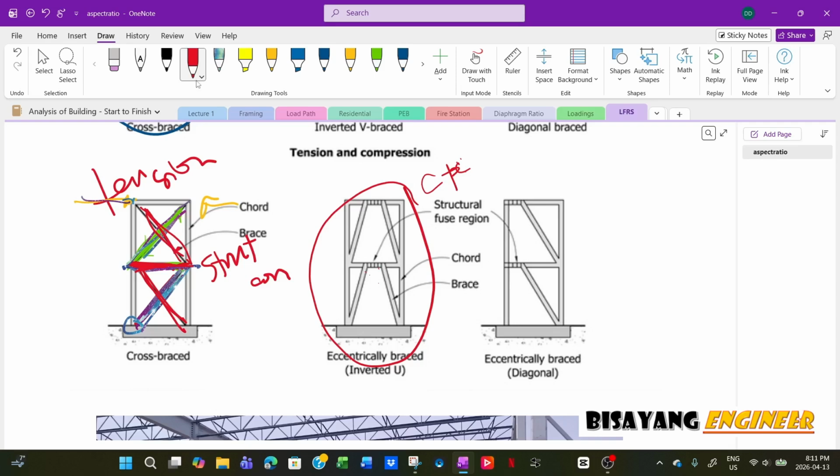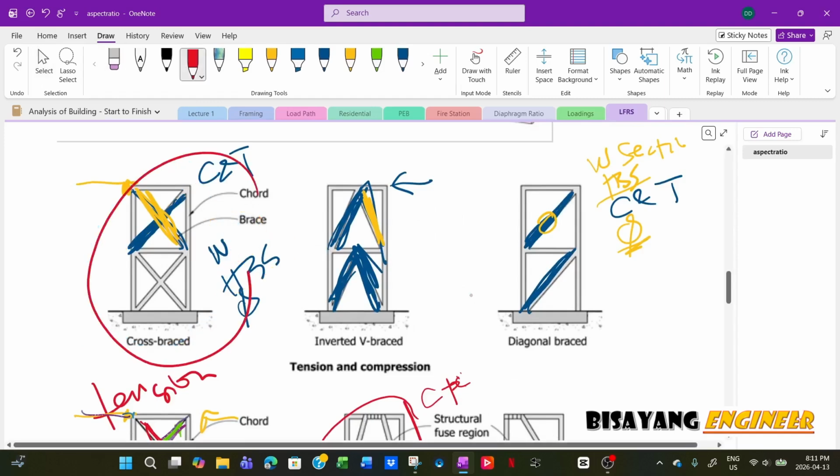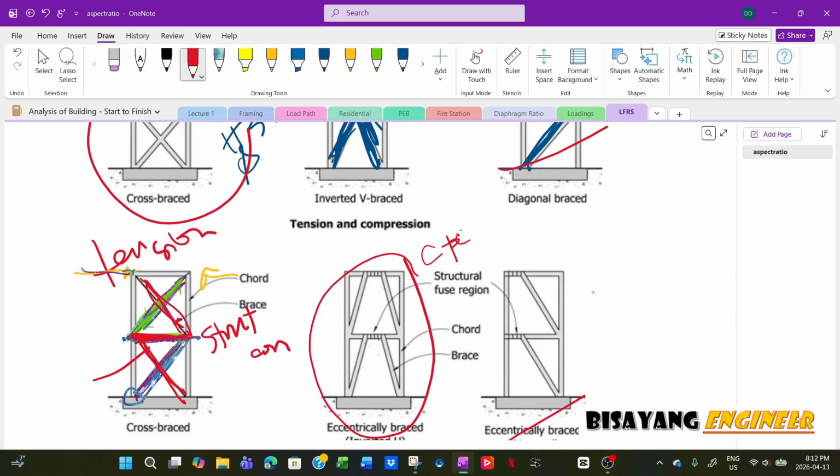Maybe I just haven't seen it, especially this one also. I haven't seen that kind of bracing in actual practice. Maybe in other cities, I don't know. But the most common really is this one here. This one also is common, and then this one.